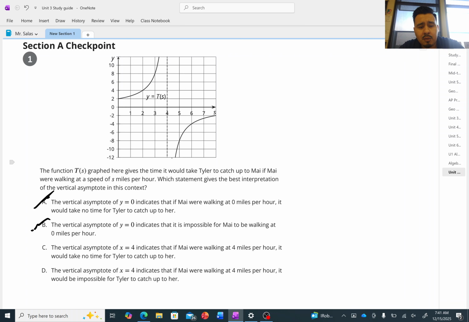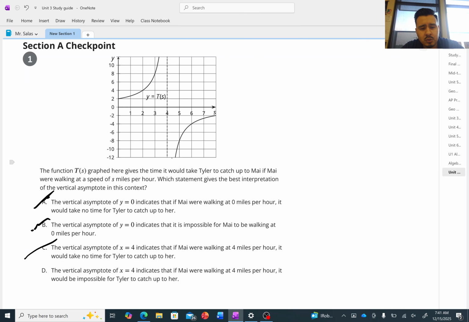The vertical asymptote of x equals 4 indicates that if Mai were walking at 4 miles per hour, it would take no time for Tyler to catch up to her. Well, that doesn't make sense. If the whole point is for Tyler to catch up to Mai, then how can it take no time for him to catch up to her? That wouldn't make sense, right? So we can eliminate C.